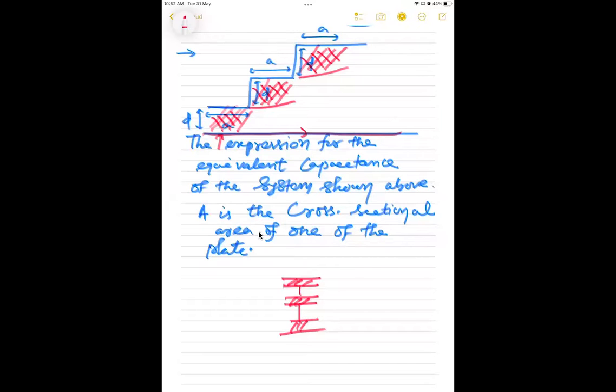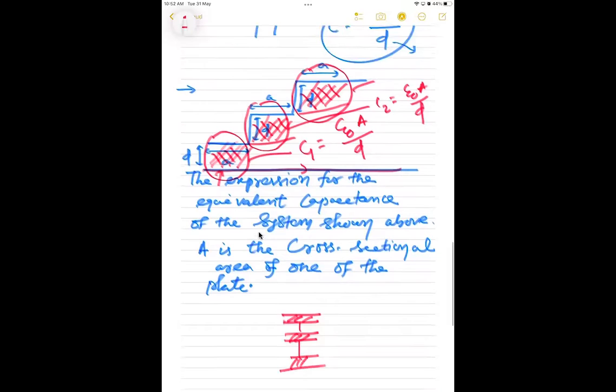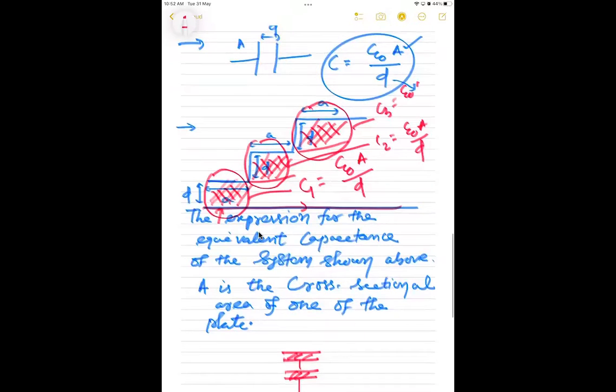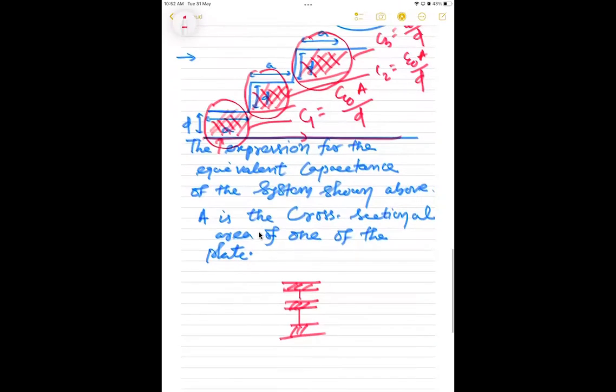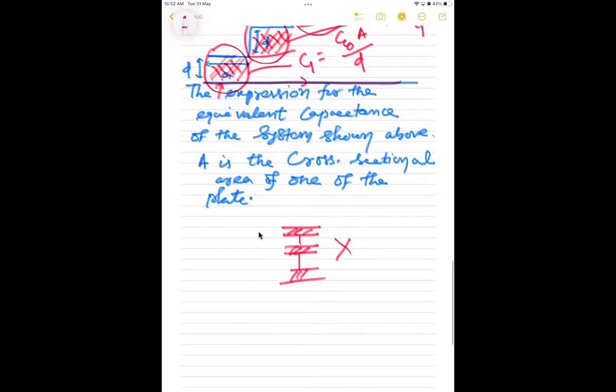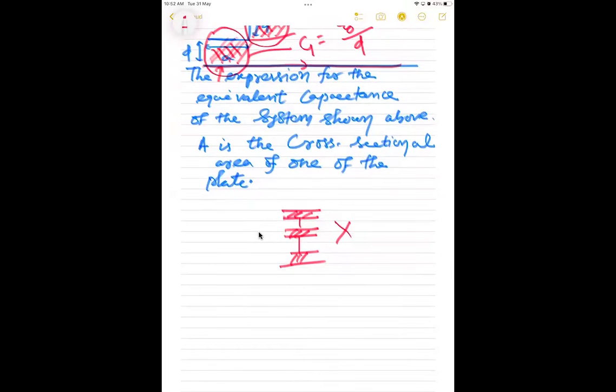But one thing is confirmed. If I find the capacitance of this, then it is going to be epsilon naught A by D, correct? If I find the capacitance of this, C2 is the same, epsilon naught A by D. If I find the capacitance of this branch, C3 is epsilon naught A by D, correct? So as the charge is getting divided, it is not connected in series. The three capacitors are in parallel.